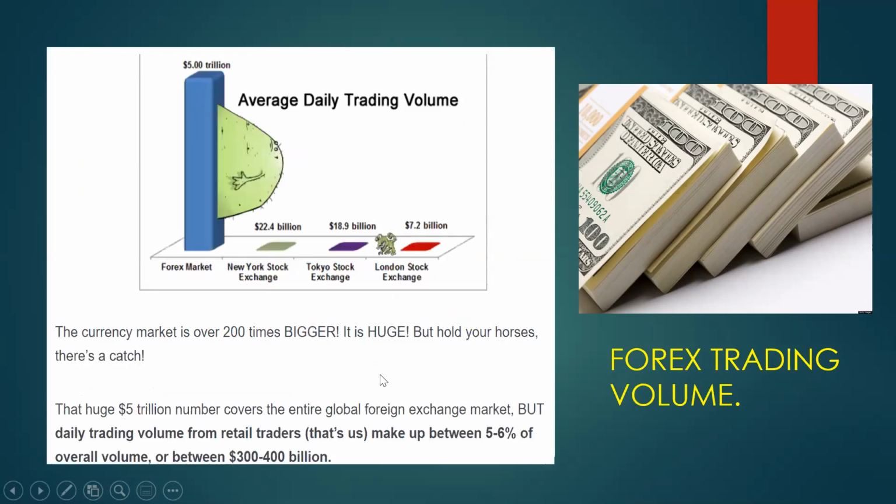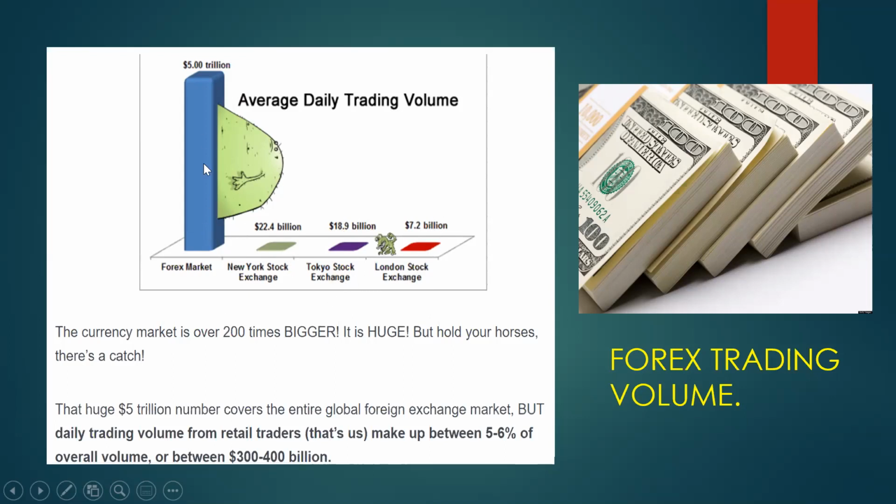Now let's proceed. You can see from the diagram the average daily trading volume in different markets. The forex market has about $5.03 trillion in trading volume. The second is the New York Stock Exchange, with about $22.4 billion. The third is the Tokyo Stock Exchange, with about $18.9 billion per day. And the London Stock Exchange has about $7.2 billion.